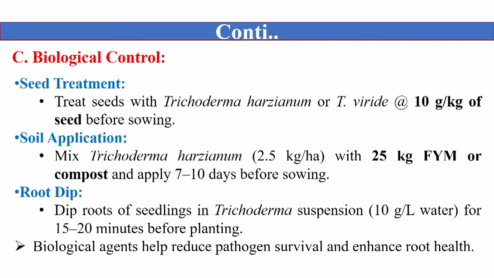And biological control: treatment of the seed, basically with Trichoderma harzianum or Trichoderma viride, at the rate of 10 gram per kilogram of seed before sowing. You can also mix Trichoderma harzianum with compost for 7 to 10 days before sowing. And you can dip the roots of the seedlings in Trichoderma suspension, 10 gram per liter of water, for 15 to 20 minutes before sowing. The biological agent helps to reduce pathogen survival and enhance root health.